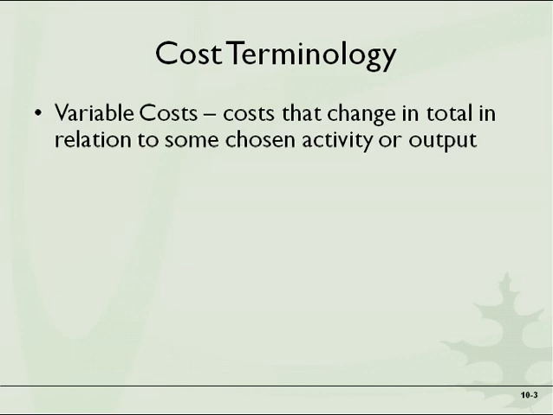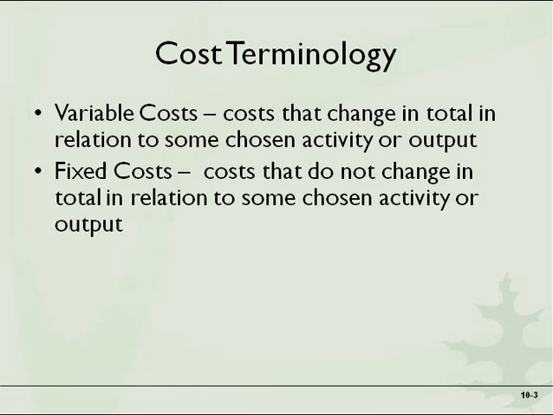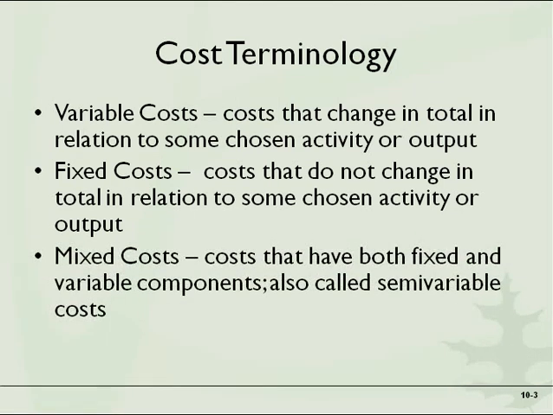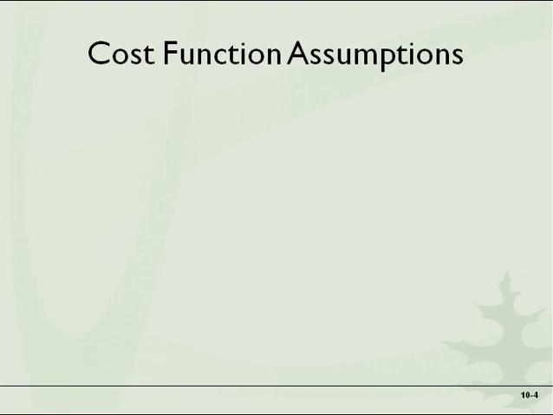Let's go over a little bit of terminology. Variable costs are the costs that change in total in relation to some chosen activity or output, while fixed costs don't change in total in relation to an activity or output. It remains the same. And mixed costs are those that have elements of both fixed and variable components, and sometimes this is also called a semi-variable cost.